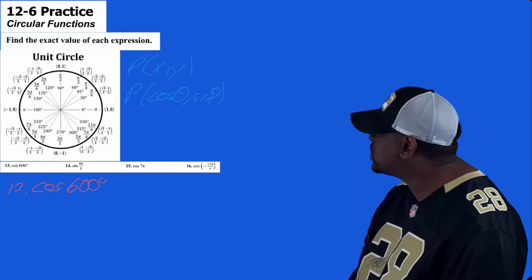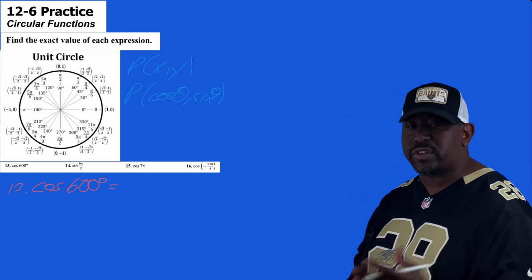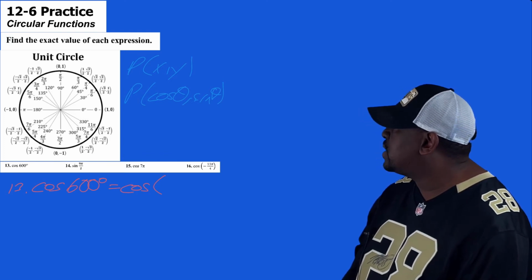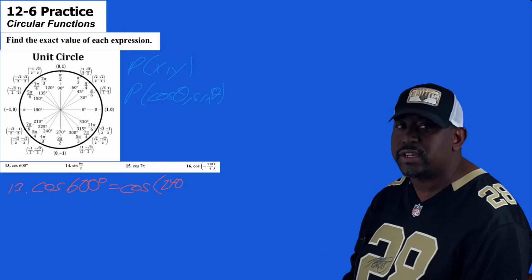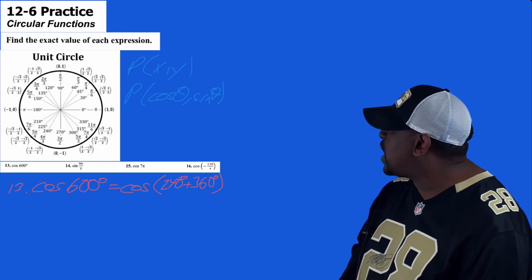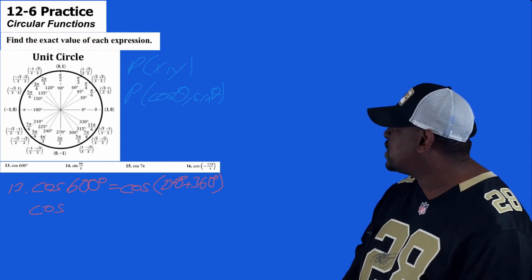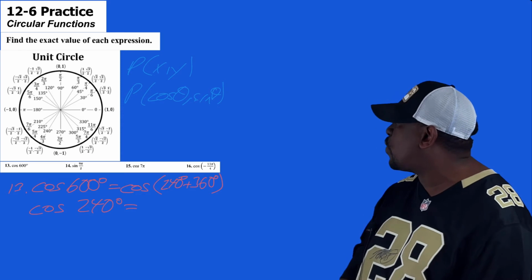We'll do number 13, cosine of 600 degrees. So now we're doing more than one rotation, because a normal rotation is 360 degrees. So you want to find the reference angle that corresponds to 600 degrees when you rotate it. That will be one rotation. And so you can see here, we break it down. Cosine of 600 degrees is cosine of 240 plus 360. So cosine of 600 degrees will be equal to the cosine of 240 degrees.